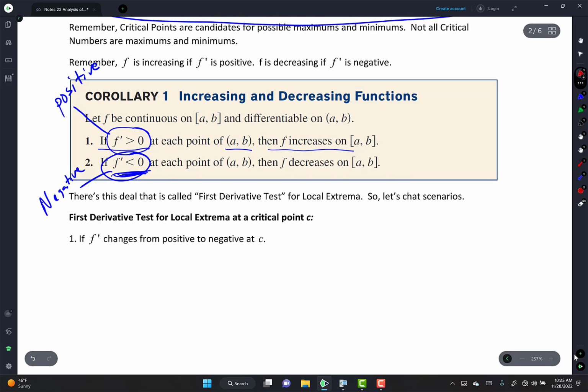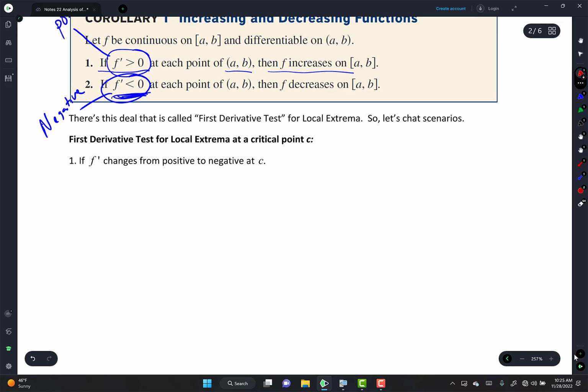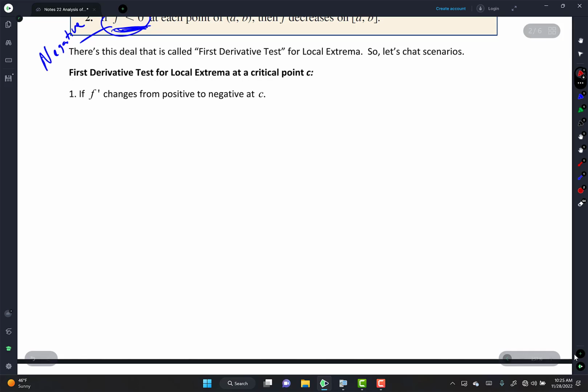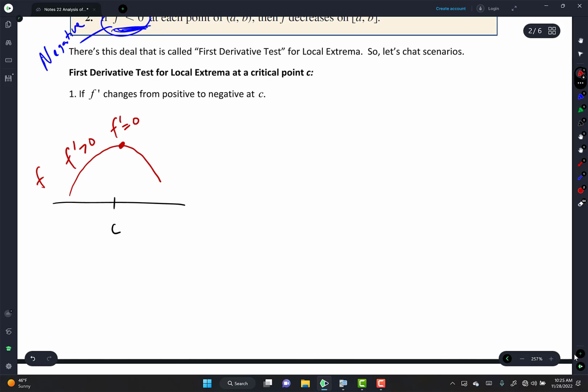All right, so look what it says. Look what it wants us to do. First derivative test for local extrema at a critical point C. F prime changes from positive to negative at C. So I'm going to show you two scenarios. I'm going to draw a grid. It doesn't have to be perfect. I'm going to say C is right here in the middle. This is F, the graph of F. At that moment, f prime is 0, just at that moment. To the left of that, f prime is positive. To the right of that, f prime is negative.